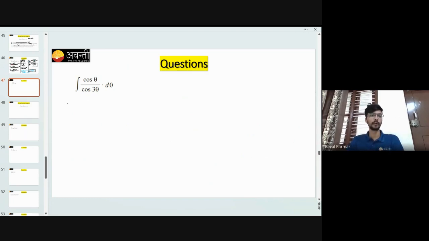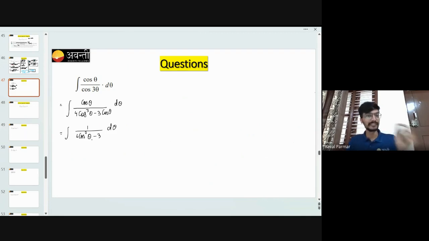So what is the formula of cos 3 theta? If you remember, we have the integration of cos theta upon 4 cos cube theta minus 3 cos theta d theta. Now, if you can see, we can take cos common from the denominator and it will get cancelled with the numerator. So I will be left with 1 upon 4 cos square theta minus 3 into d theta. Now this is our format.